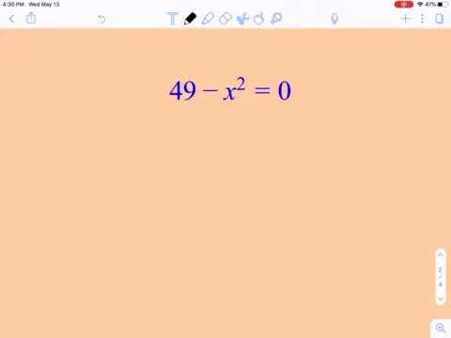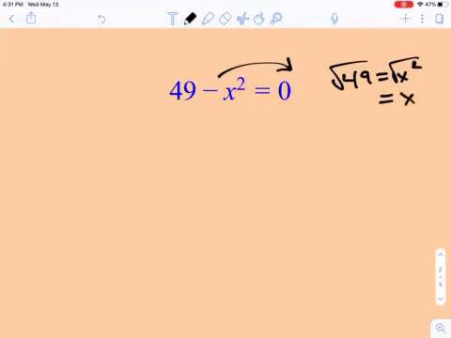oddly enough, you could solve this by using what you learned in the first video. You could say, okay, I'm going to move this x squared over to the other side, and I'm going to get 49 is equal to x squared. And because I know they're both squared, I can take the square root of both, and then I get x, and then this would be your positive and negative. Oh, sorry, I don't need the radical sign anymore. Positive and negative 7, right?